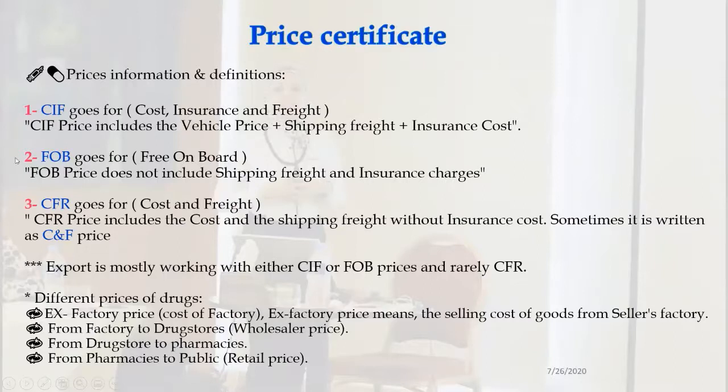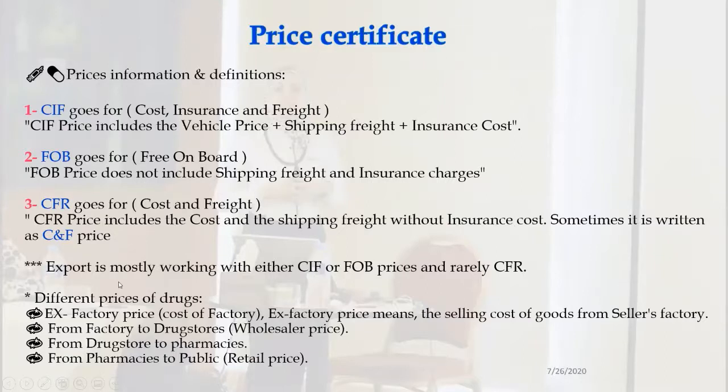The second option is to include the FOB price, free on board. In this case, it will not include the shipping, freight, and insurance charges. It will include only the vehicle price. The third option is to include the C&F price, which is also known as CFR, cost and freight. In this case, the price will include both the cost and shipping freight without insurance cost, and sometimes it is called C&F, as we said.